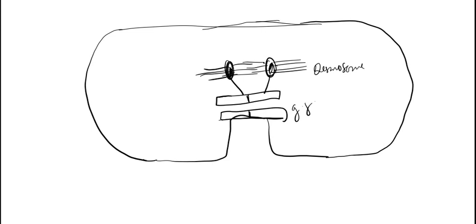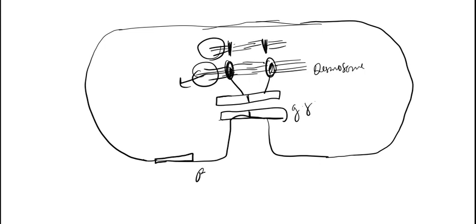Now we have one more cell junction, that is adherens junctions. These filaments are called intermediate filaments. These filaments are actin filaments. Here, this is the basal membrane or basal lamina. Remember, this is the basal lamina.